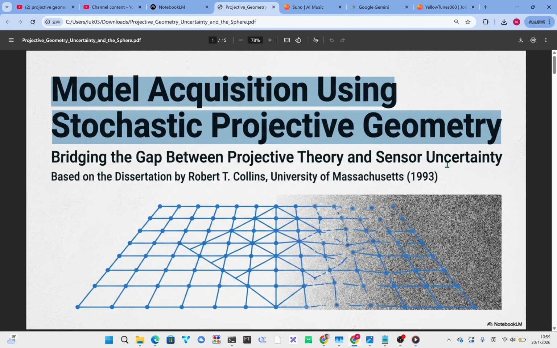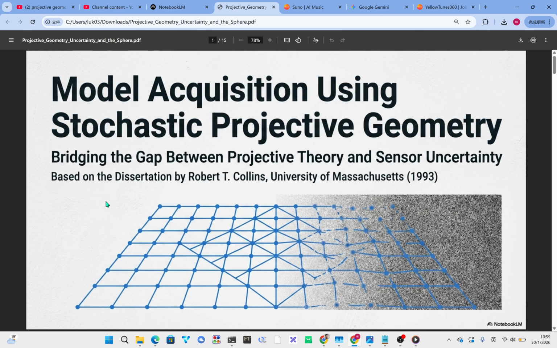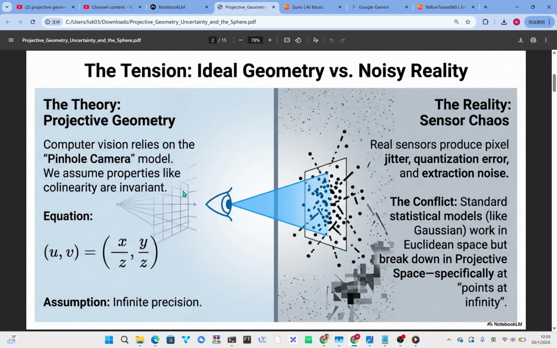It is. Stochastic projective geometry sounds incredibly dense. It sounds like jargon. But essentially, Collins is arguing that for decades, engineers were forcing computers to look at the world through the wrong mathematical lens. You're trying to force a round world onto a flat sheet of paper and then acting surprised when the numbers just blew up. That's a great way to put it. He realized that the tools we were using, standard statistics, the things you learn in Intro to Stats, were actually incompatible with the geometry of how light enters a camera.